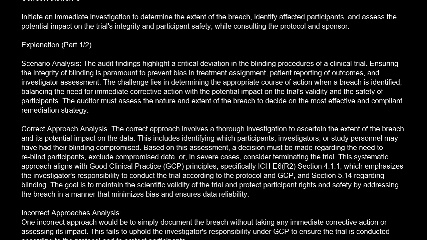This systematic approach aligns with good clinical practice (GCP) principles, specifically ICH E6 R2 Section 4.1, which emphasizes the investigator's responsibility to conduct the trial according to the protocol and GCP, and Section 5.14 regarding blinding. The goal is to maintain the scientific validity of the trial and protect participant rights and safety by addressing the breach in a manner that minimizes bias and ensures data reliability.